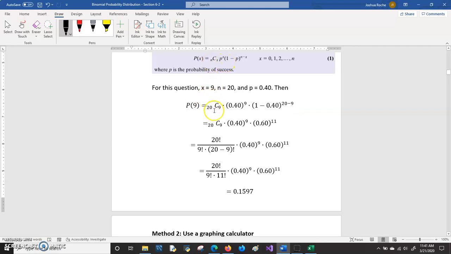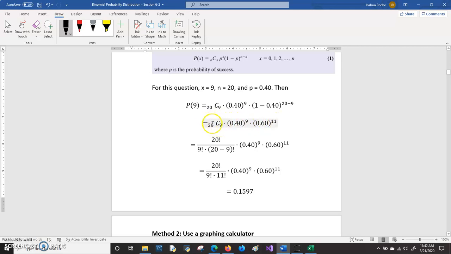So here in the formula, 20 is the n, C 9 times p, that's 0.40, so 0.40 to the x, which is 9, times 1 minus p, so that's 1 minus 0.40, to the n minus x, so 20 minus 9. So it takes some plugging in, but you plug in all those numbers. This is simplified a little bit. I subtracted this and got 0.60. I subtracted these two, I got 11. The rest of this you can put into the calculator as is.